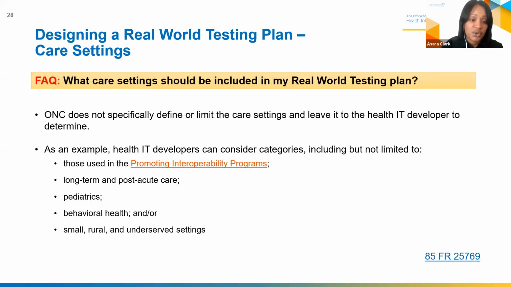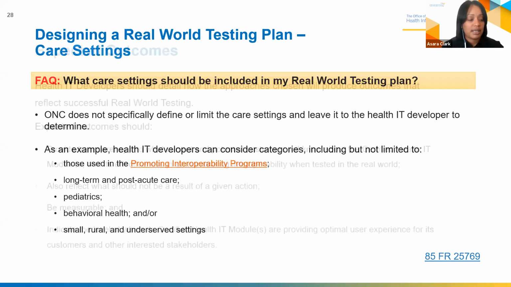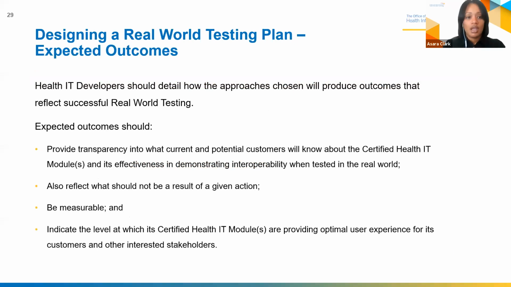And to consider. So health IT developers might consider categories that are included but not limited to those that are used in the promoting interoperability programs, long-term and post-acute care, pediatrics, behavioral health, small, rural, underserved. These are different types of care settings that you might consider. Again, these are just examples to get you thinking about what your unique circumstance might entail.